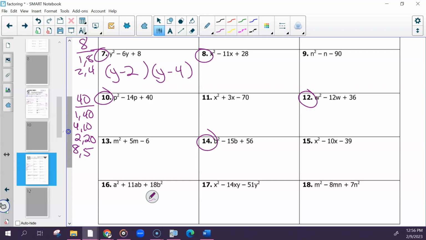Which of those could we add together to get negative 14? And they both have to be negative. So p minus 4, p minus 3.